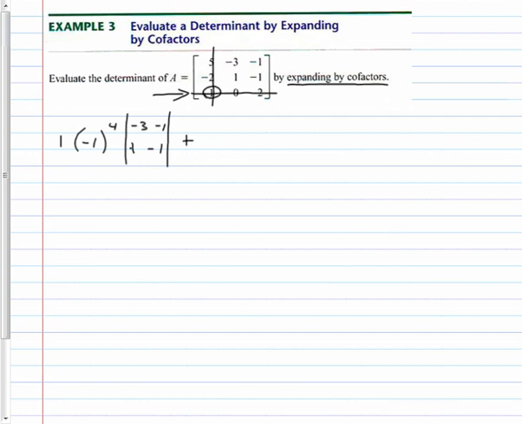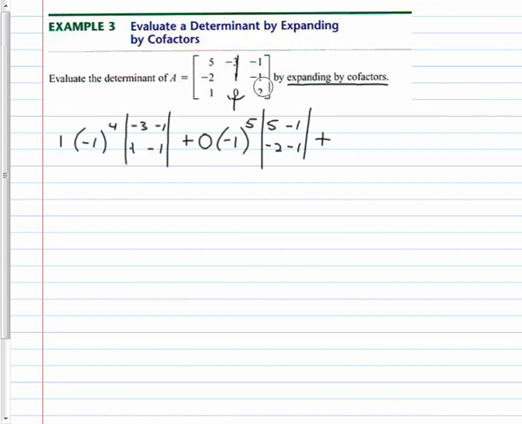Plus... Now I'm going to write the one with 0, even though when we multiply by 0, we won't have to do the math. Then we're doing this one. Plus 0 times negative 1 raised to the, what row and column is this that I just crossed off? Row 3, column 2. 3 plus 2 is 5. And the minor determinant that goes with it is 5, negative 1, negative 2, negative 1.